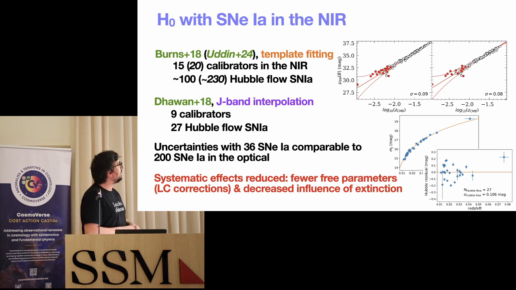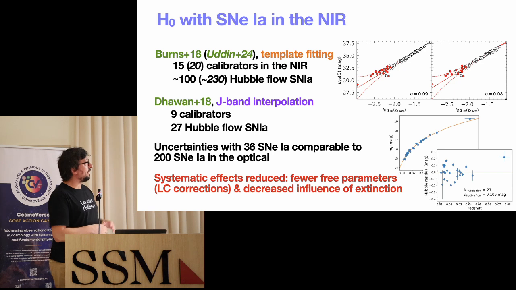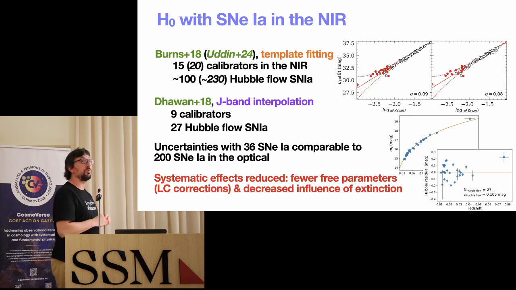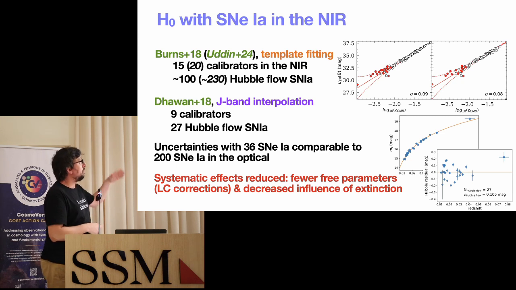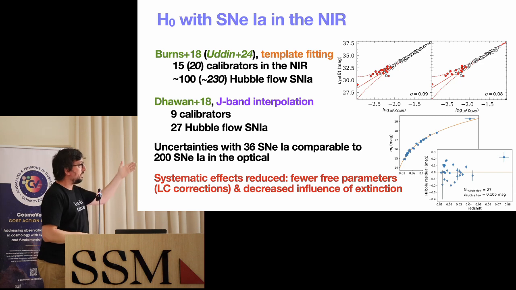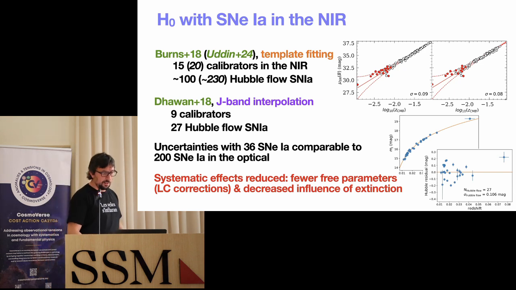This is a plot on the right from that paper, and all these papers provide an estimate of H0. So the uncertainty in H0 with 36 supernovae in this case, in Suhail's paper, is comparable to 200 in the optical, as for SH0ES, for instance. So the point is that the systematic effects are reduced because there are fewer parameters. You don't have those terms that may introduce systematics, and as it has been said three times already, the extinction is reduced at those wavelengths.